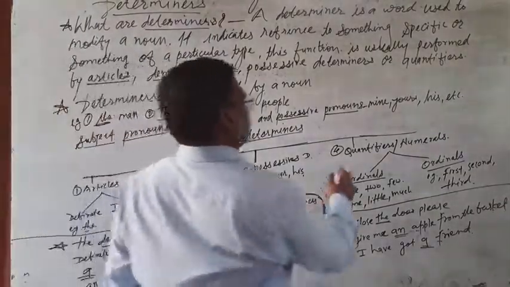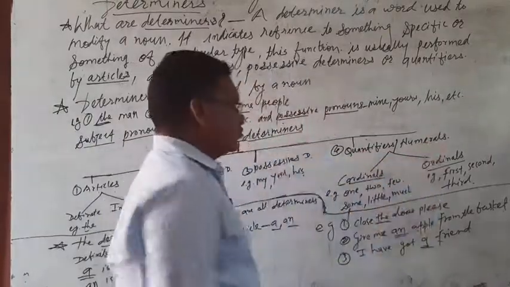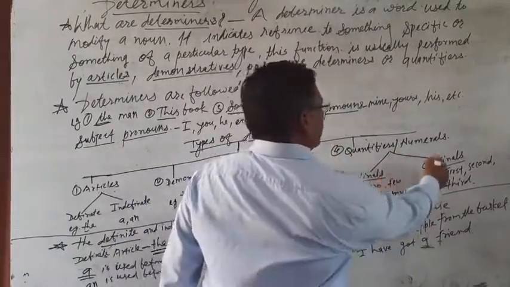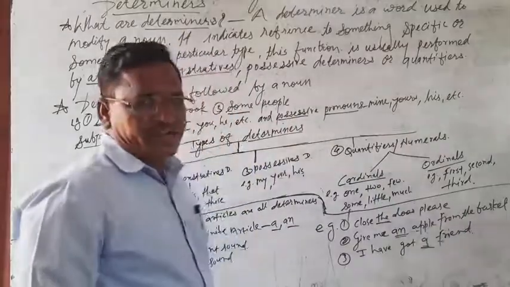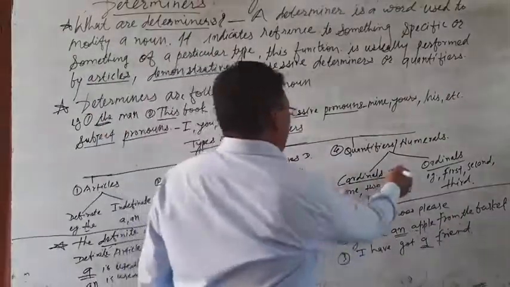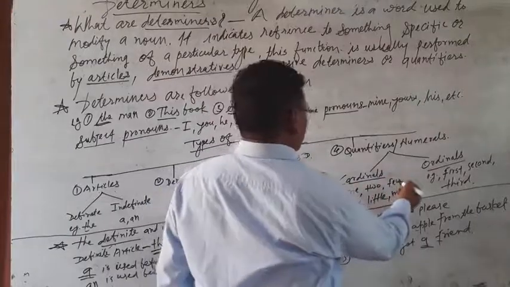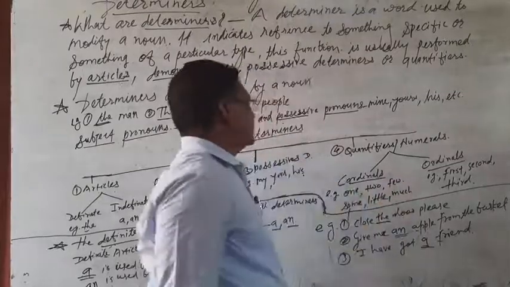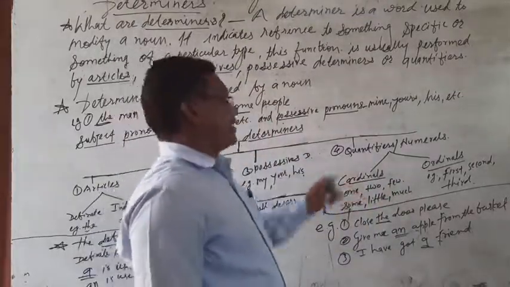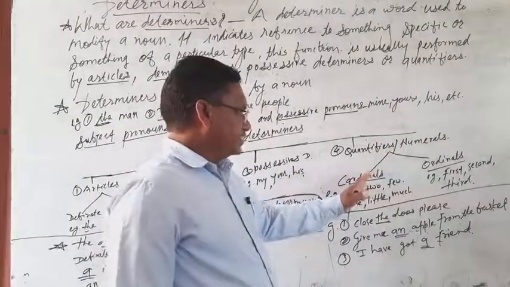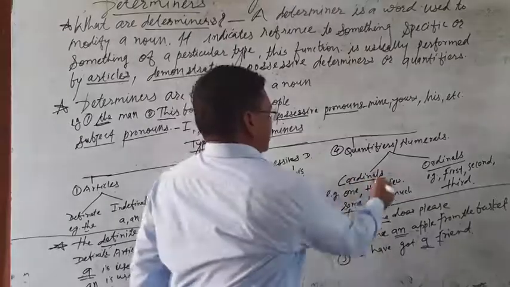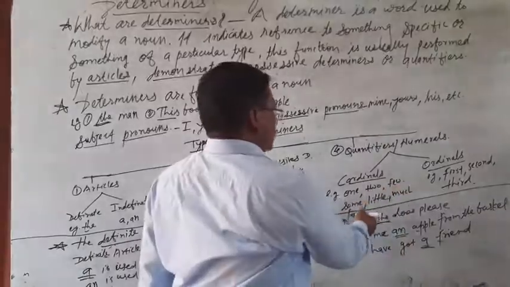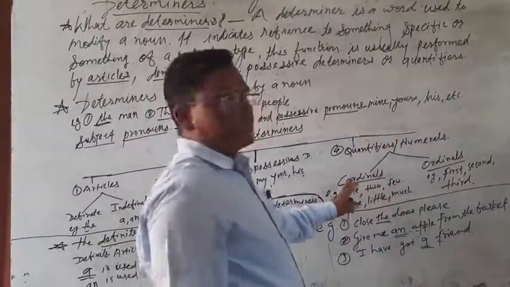Now number 4, the quantifiers or numeral determiner. There are 2 types of numeral determiner: cardinals and ordinals. Cardinal determiners are 1, 2, 3, 4, 5, and words like few, some, little, much. These words come in cardinal determiners. These are the cardinal determiners.